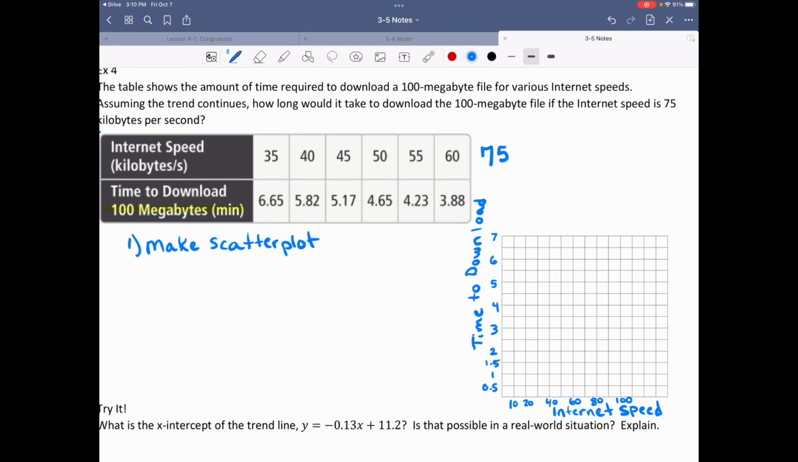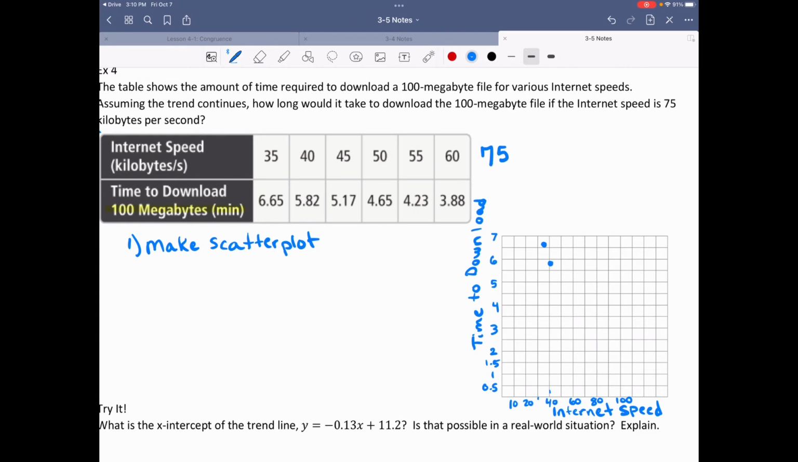So the internet speed is 35. 30 is right here. Between 30 and 40 would be 35. And if my internet speed is 35 kilobytes, then my time to download is 6.65, so a little bit above 6.5 right here. So for 40, my internet speed is 40, I'm going to go up to 5.82. That's how many minutes it's going to take to download.